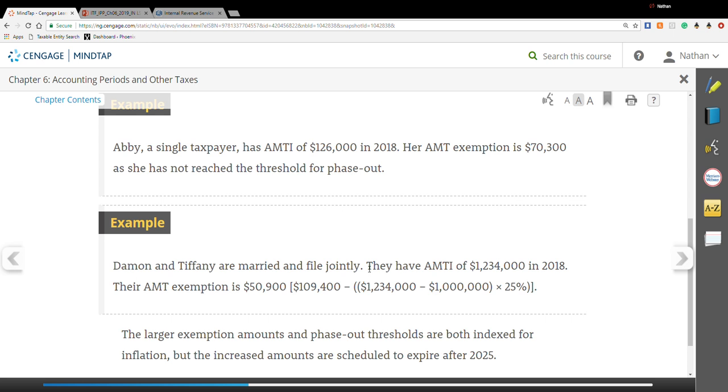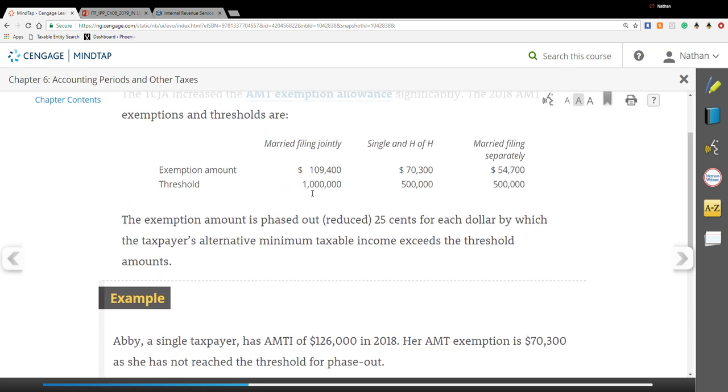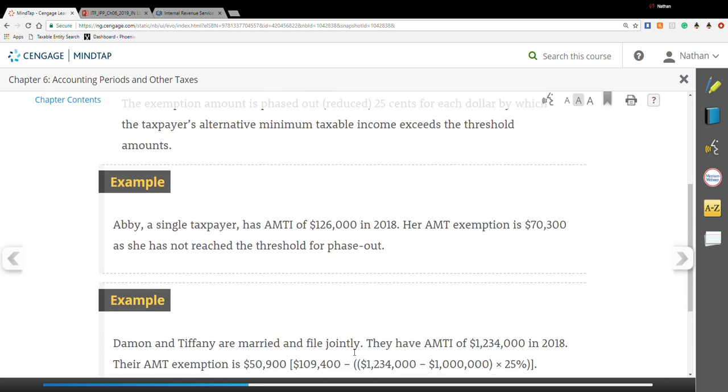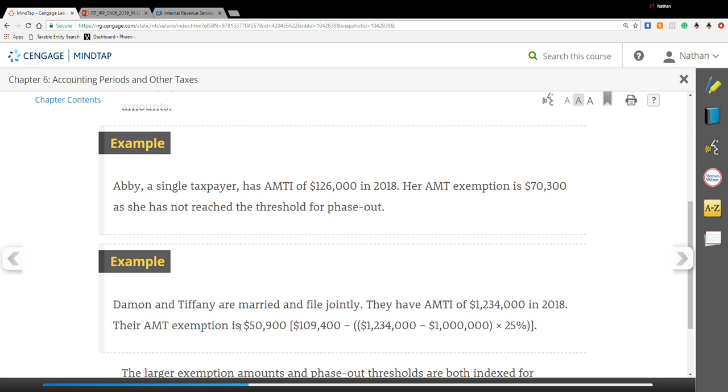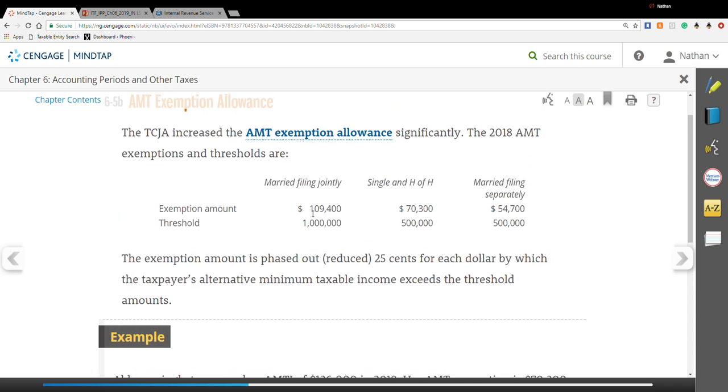Diamond and Tiffany are married filing jointly. Their AMTI is $1,234,000. Well, that's definitely over $1 million. So their exemption is going to be $109,400 right here, and watch this thing reduce.